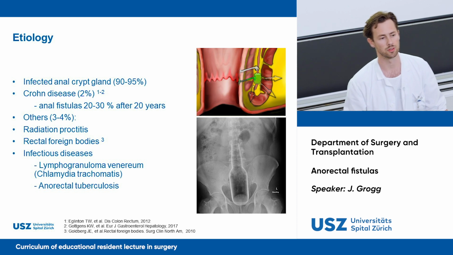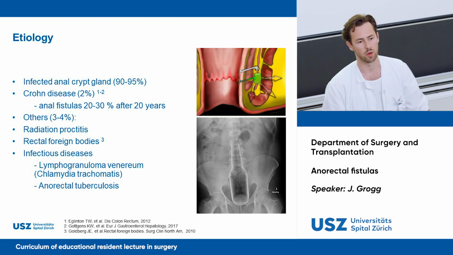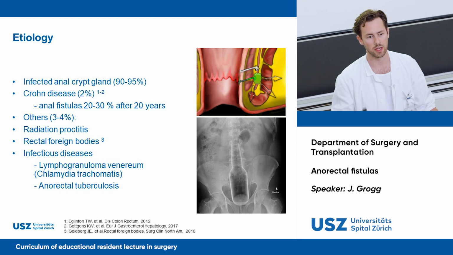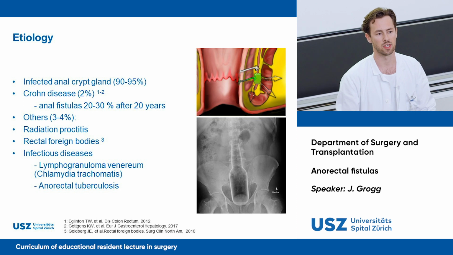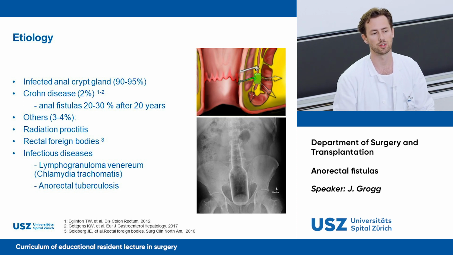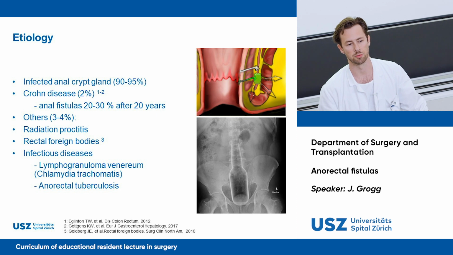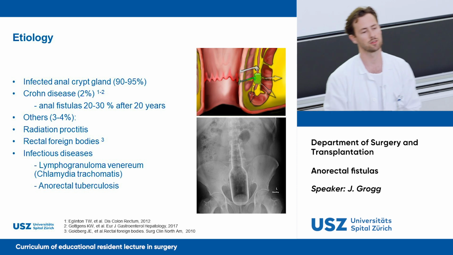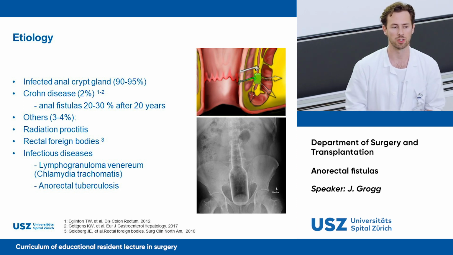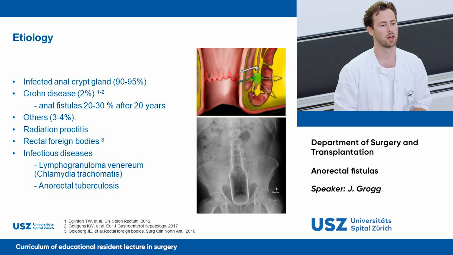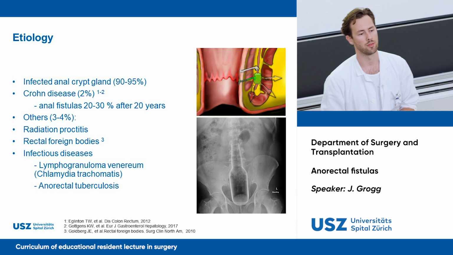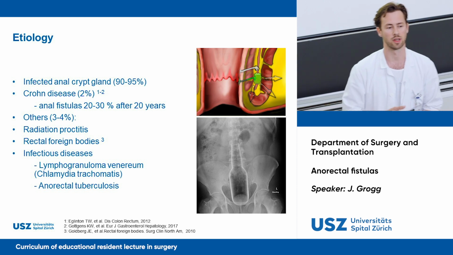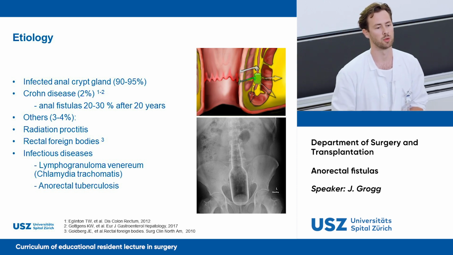Also, an important cause is Crohn's disease, where it is rather a transmural inflammation than an infected crypt gland. Especially after long years of disease, after 20 years, up to 30% of these patients present with anal fistulas. There are other reasons for anal fistulas, for example, damage due to radiation proctitis. Also erotic foreign bodies, as seen here on the right, can be a cause. And chronic infections, for example, a chlamydia infection or anorectal tuberculosis.